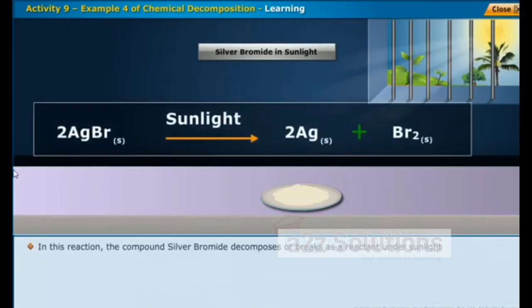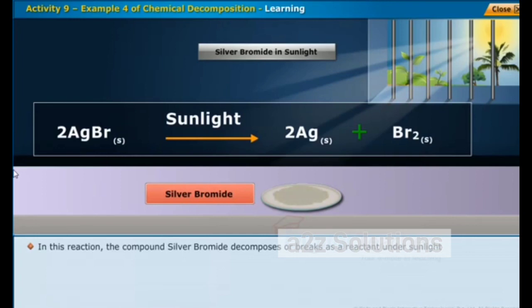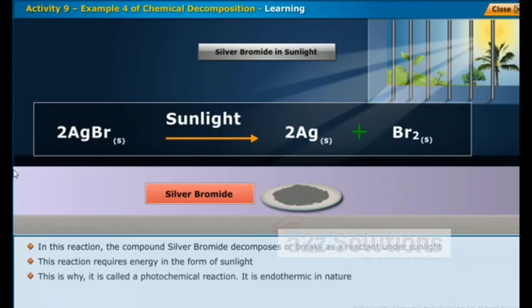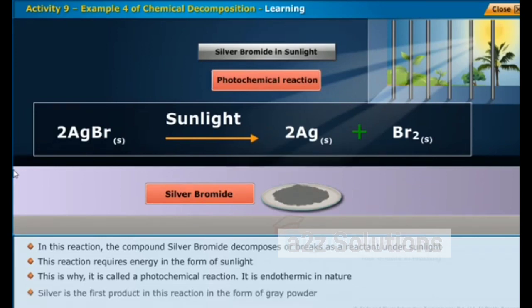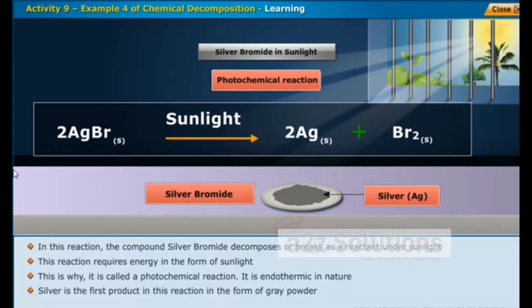In this reaction, the compound silver bromide decomposes or breaks as a reactant under sunlight. This reaction requires energy in the form of sunlight. This is why it is called a photochemical reaction. It is endothermic in nature. Silver is the first product in this reaction in the form of grey powder. Bromine is the second product liberated in the form of a gas.